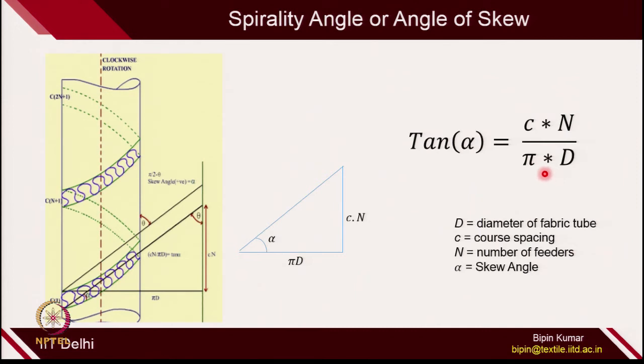So, if you want to minimize the spiral angle, if you want to make alpha 0, you can keep either n very small or C very small. So, this is how you can minimize the spirality angle.